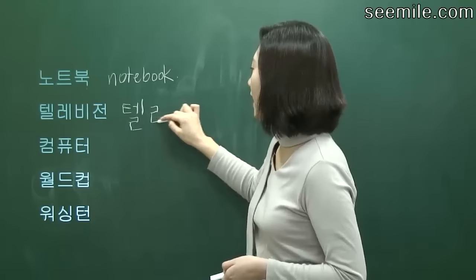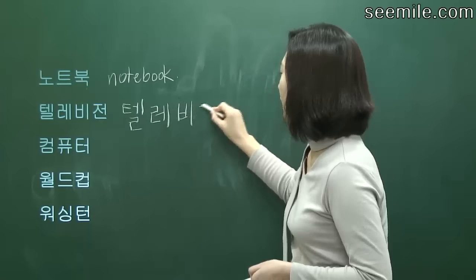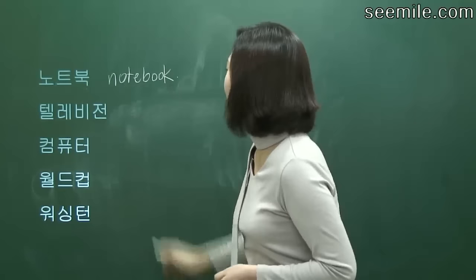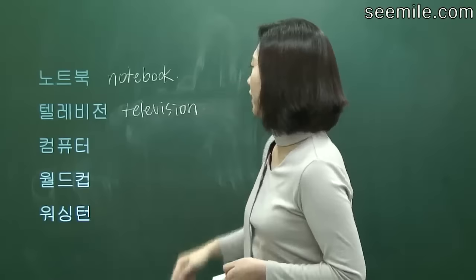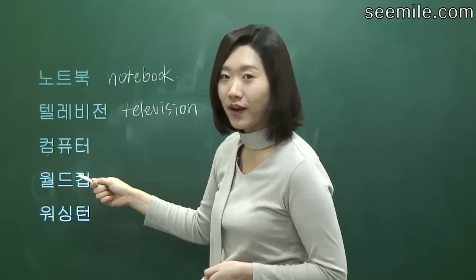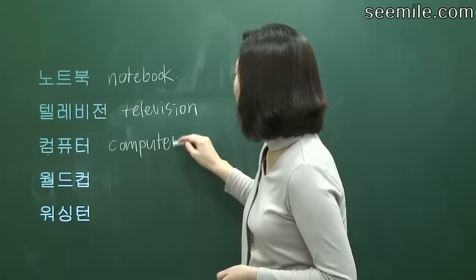tel, le, bi, chon. Guess what? It's television in English. This word is composed of four syllables. Television. Okay. It's computer. Guess what? It's computer. Computer in English. In Korean, say just computer.